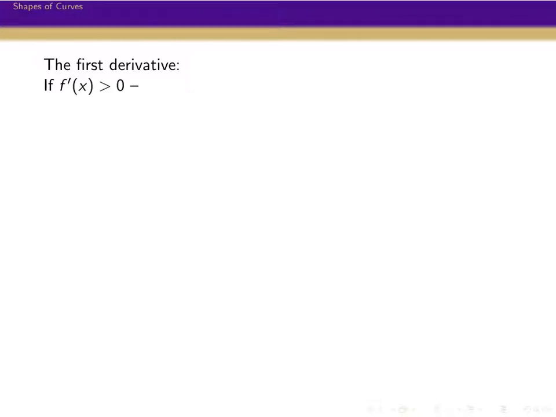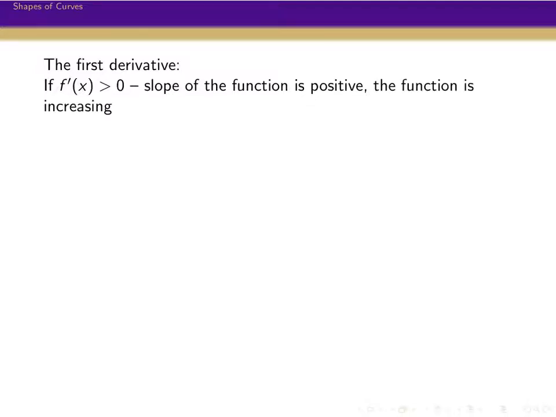So first, if the first derivative is positive, well, then that means that the slope of the function is positive. So if we have a function, its slope is positive, well, then what happens as we're going left to right? The function's going up. And so we're going to say the function is increasing.